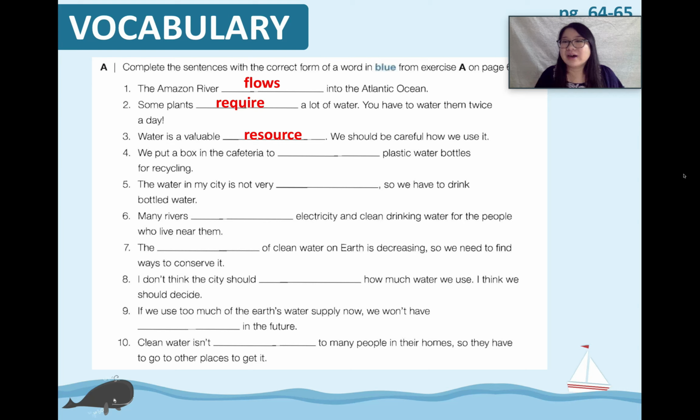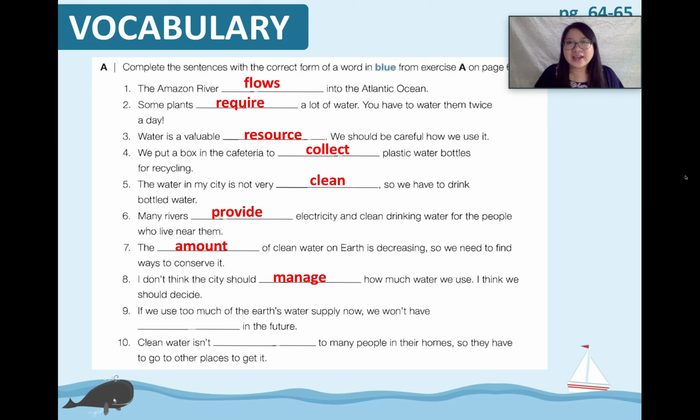4, we put a box in the cafeteria to collect plastic water bottles for recycling. 5, the water in my city is not very clean, so we have to drink bottled water. 6, many rivers provide electricity and clean drinking water for the people who live near them. 7, the amount of clean water on Earth is decreasing, so we need to find ways to conserve it. 8, I don't think this city should manage how much water we use. I think we should decide.